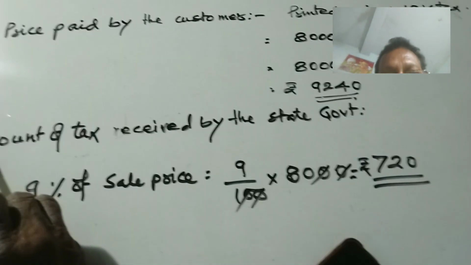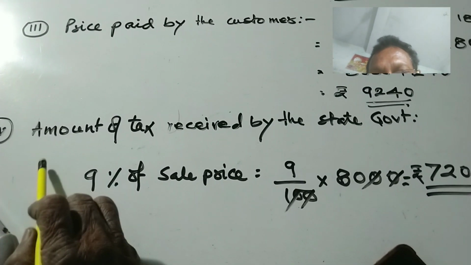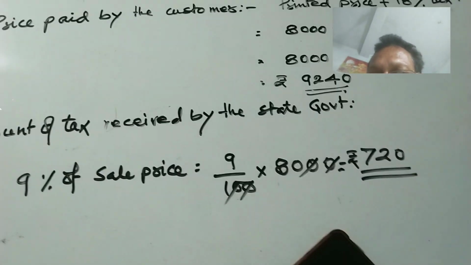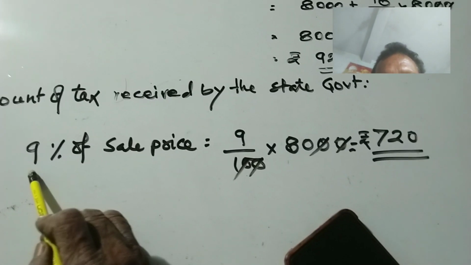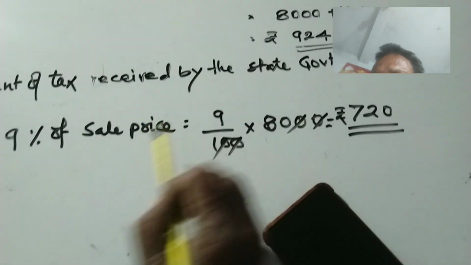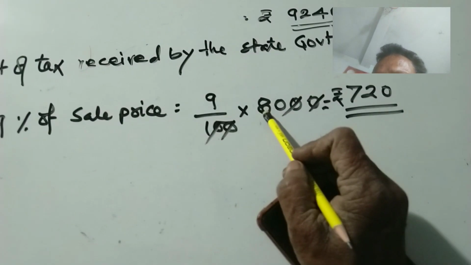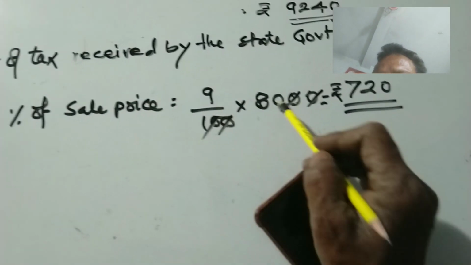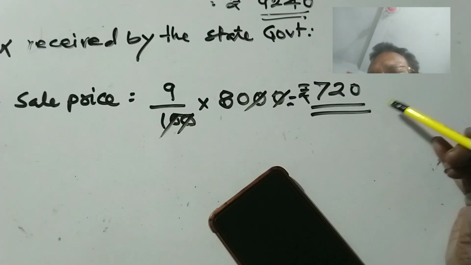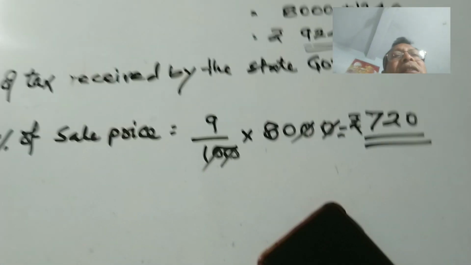Now next, the amount of tax. The fourth was the amount of tax received by the state government. So it will be 9% of the sale price. It will be 9 by 100 into 8,000, that is 0 will be cancelled. 9 into 80 is rupees 720. These are the solutions.